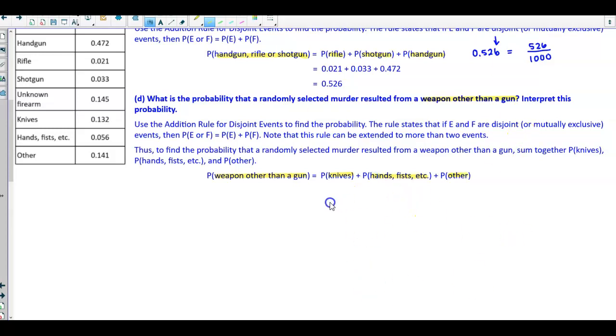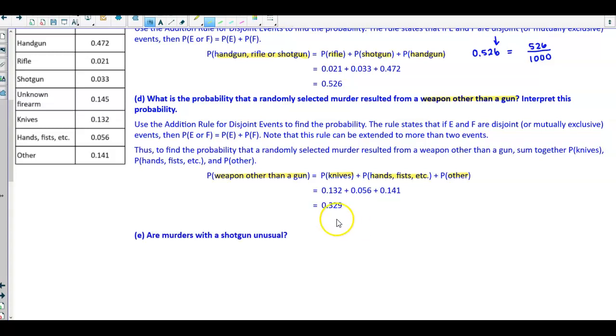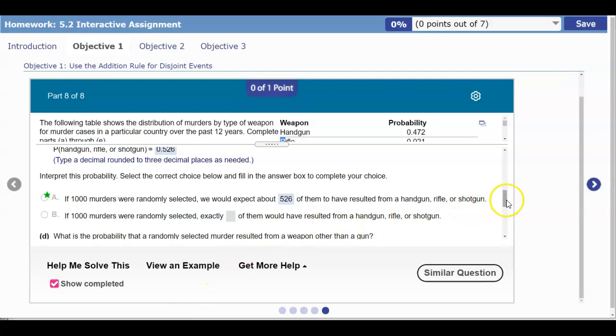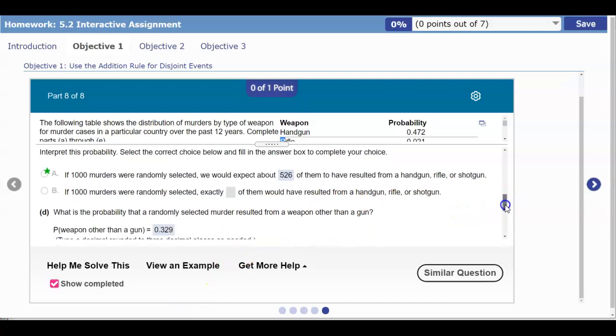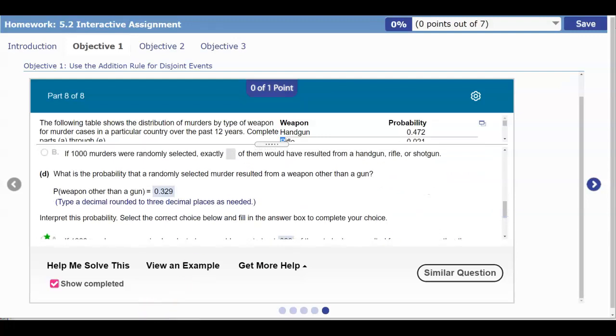Again, we're going to take those probabilities from our table. Probability of knives is 0.132. The probability of hands, fists, etc. is 0.056. And the probability of other is 0.14. When we add those together, we get 0.329. So down here, we can see that result, 0.329. Now we're going to interpret this probability.